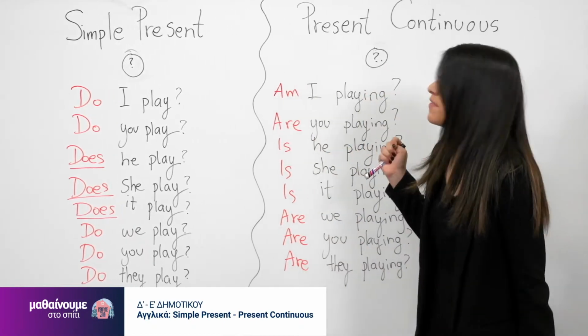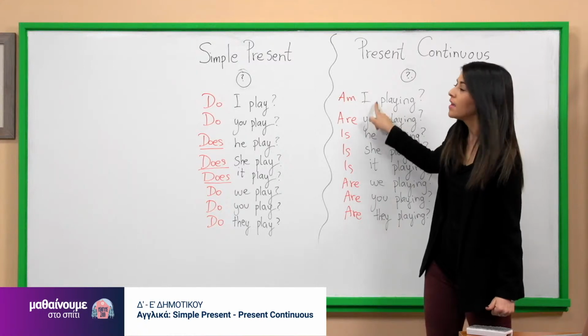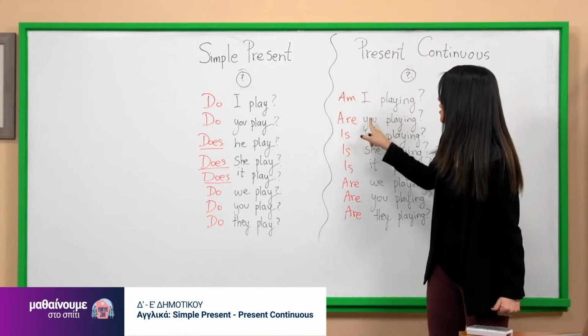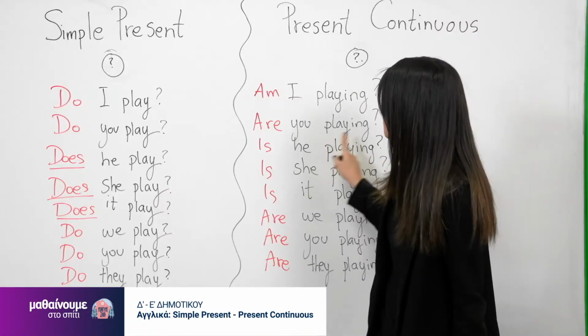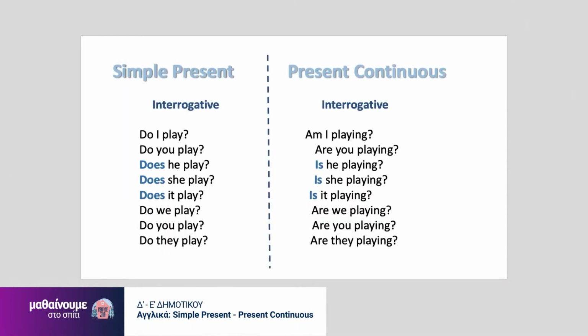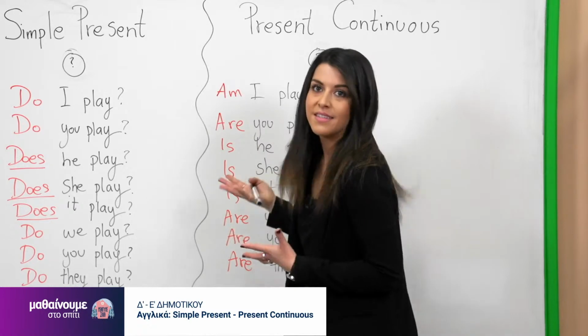And then the interrogative in present continuous is am I? So you take I am playing and you reverse it and it becomes am I playing? Are you playing? Is he playing? Is she playing? Is it playing? And then again, are we, are you, are they playing? So again, nothing changes over here. You change it here. Okay? So these are the basic rules of how to form these tenses.